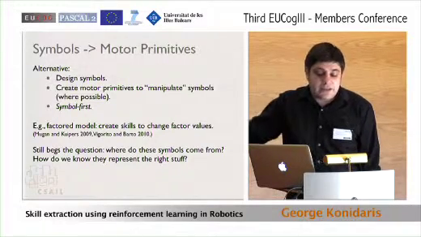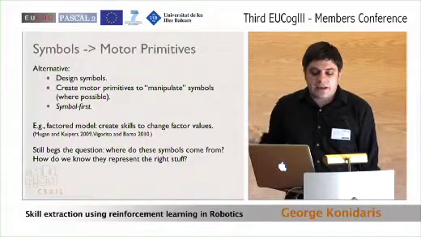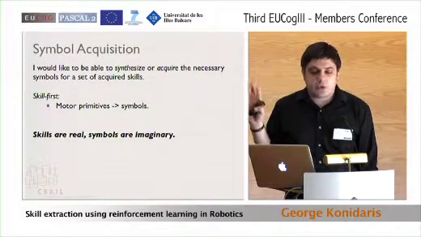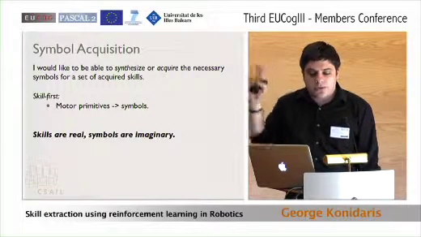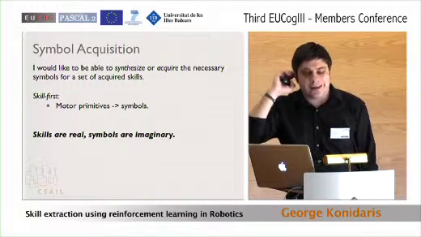And so what I'd like to advocate is the opposite direction. I'd like to be able to say, skill first. Let's take some motor primitives, which we've already shown kind of that we can learn from experience, and ask what symbolic descriptions are necessary to plan with them.